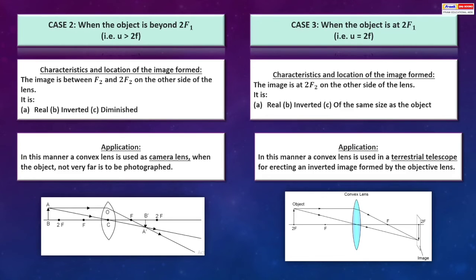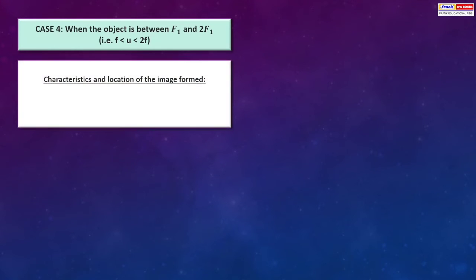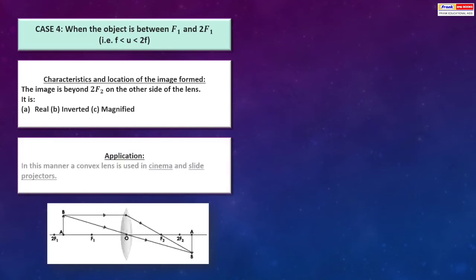the objective lens. Case 4. When the object is between F1 and 2F1, that is, f is less than u, which is less than 2f. Characteristics and location of the image formed. The image is beyond 2F2 on the other side of the lens. It is real, inverted, and magnified. Application. In this manner, a convex lens is used in cinema and slide projectors.